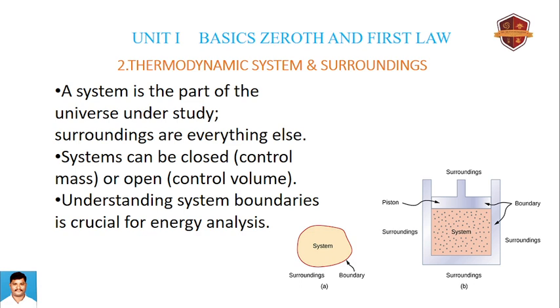The system surroundings. First one, surroundings means everything external to the system that can interact with it. This may include walls, atmosphere or adjacent devices. Boundary is the real or imaginary surface that separates the system from its surroundings. Boundary may be fixed or movable, real or imaginary.